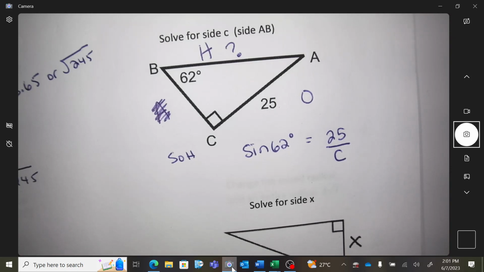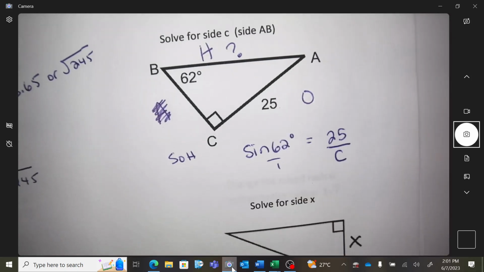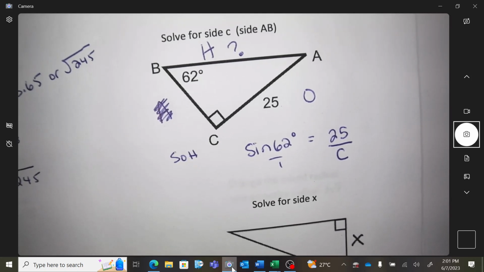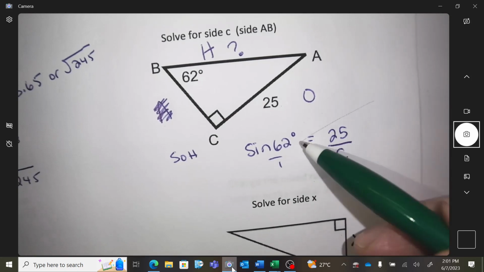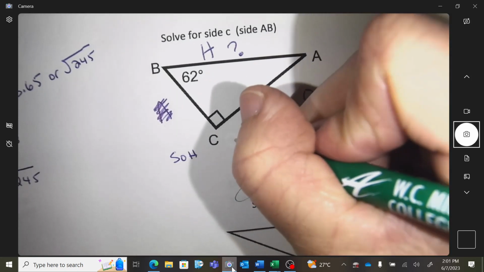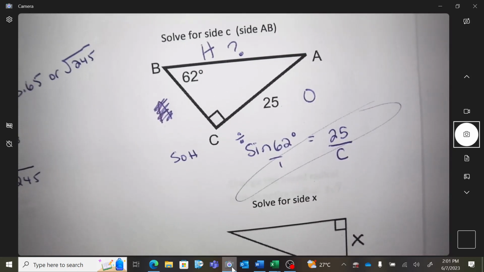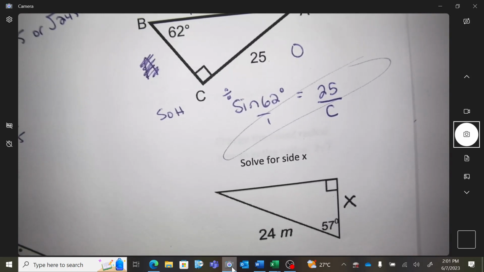Now, here was my trick. Put it over 1. And then crisscross. Cross multiply. This times this divided by this. Do you have your process down? Which two connect to times? Times, and then divide. 25 times 1, divide by sine 62.